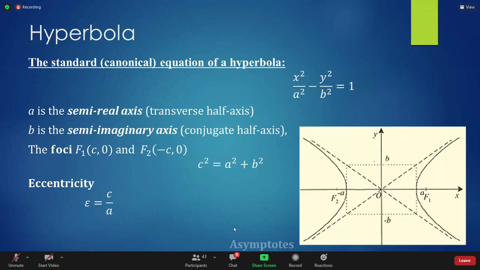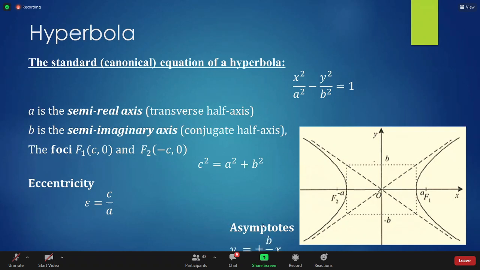And asymptotes were not present in the case of the ellipse or circle, of course, but in the case of the hyperbola, we have two lines that the graph approaches. So just to remind you what we did on Monday.